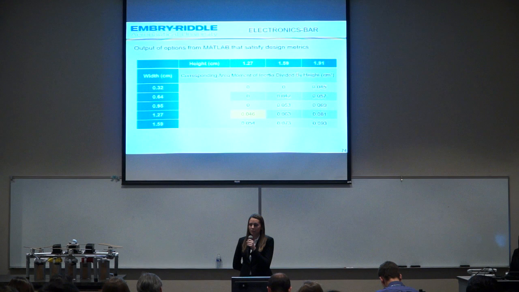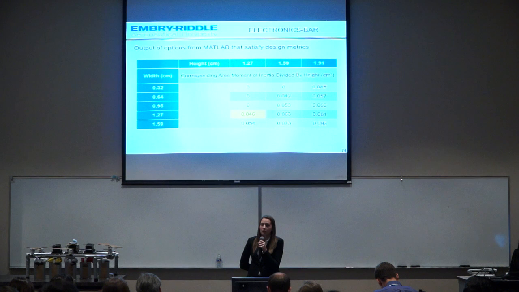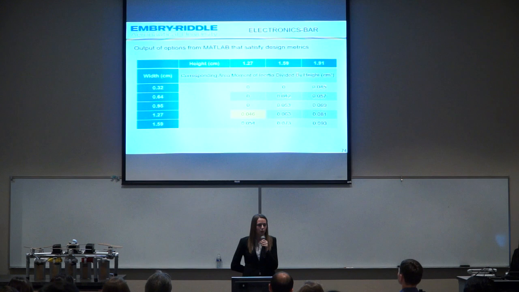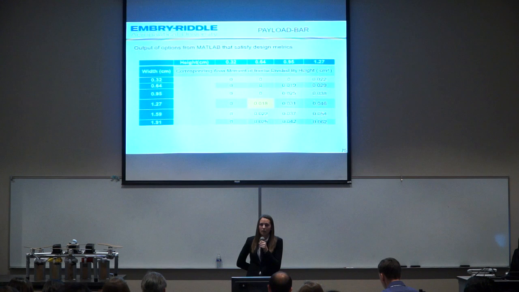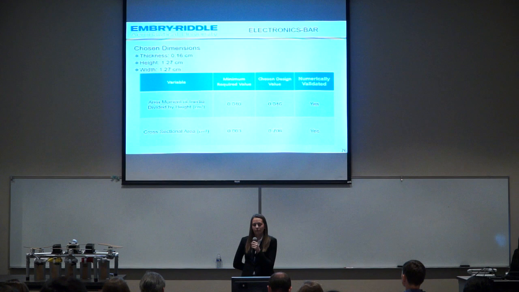With these two design metrics, we were able to create matrices within MATLAB to find a corresponding minimum area moment of inertia over H value that would then give us the smallest cross-sectional area to decrease our weight. As seen here, the minimum value for the electronics bar is 0.046. And for the payload bar, the same process was achieved and we received a value of 0.018. This gave us dimensions for the electronics bar of 0.16 centimeters for the thickness and a height and width that are the same value of 1.27 centimeters.